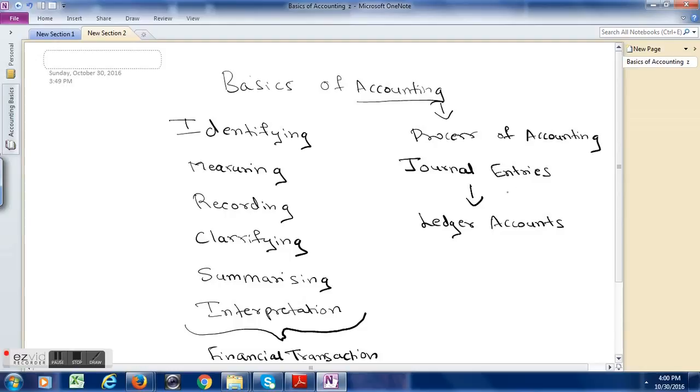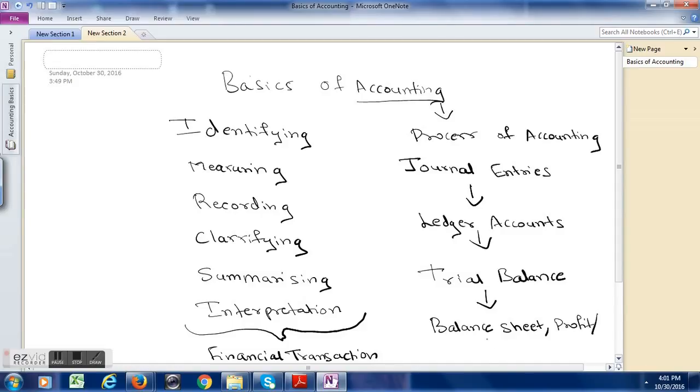Then next is the trial balance. Trial balance is nothing but the balances of ledger accounts for a particular period, taken and stated in the trial balance. It is a summary of all ledger accounts in short. With the help of the trial balance, you prepare the balance sheet and profit and loss account, also known as financial statements.